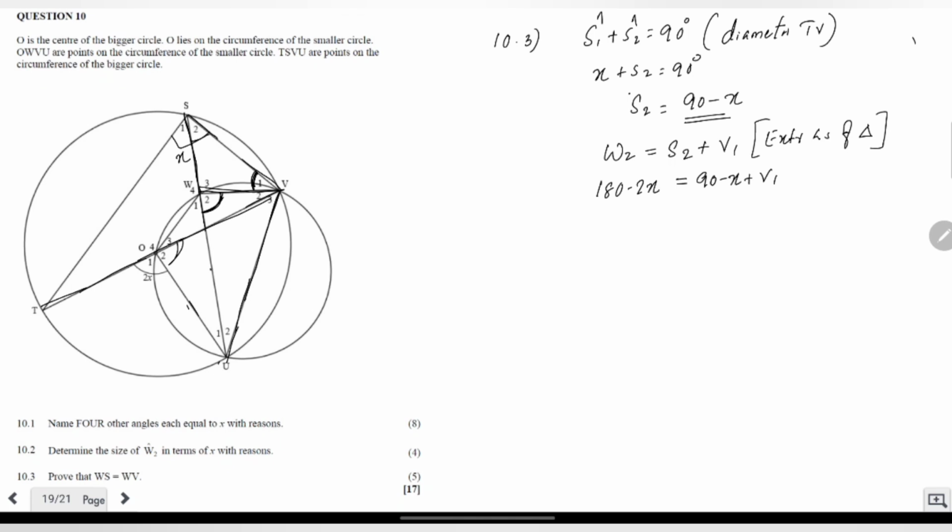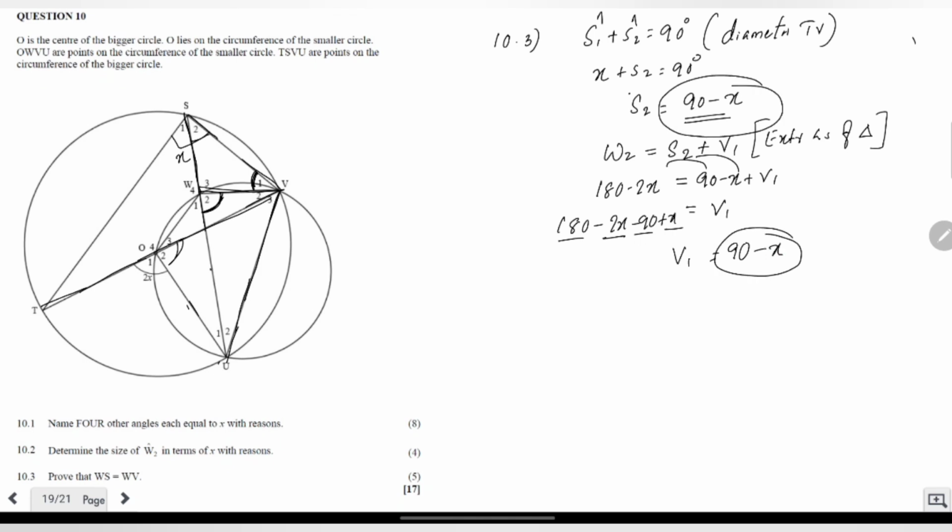Clear? All right. Now we can find the value of V1. Send 90 to the other side, x to the other side. So that is 180 minus 2x minus 90 plus x. V1 is equal to 180 minus 90 is 90, minus 2x plus x is minus x. Did you see that? 90 minus x. This also is 90 minus x. So we can see that angle S2 is the same as V1.